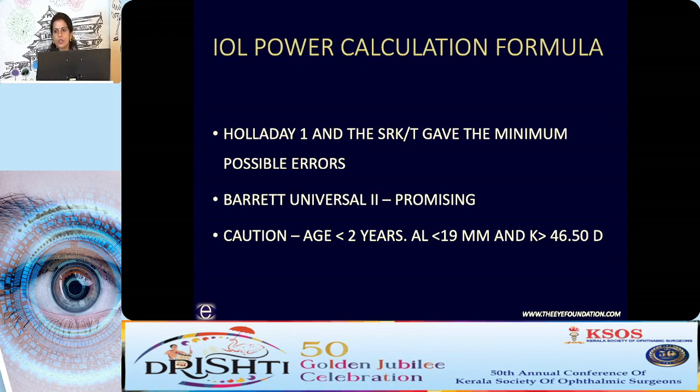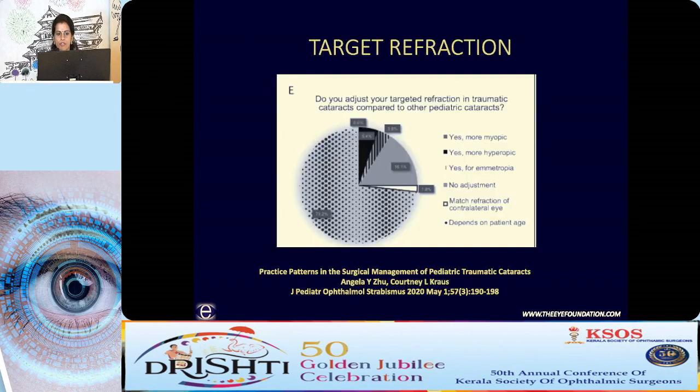In children less than 2 years, we need to think a lot before placing an intraocular lens, because we have to take a lot of things into consideration. And in less than 1 year, it would be judicious, if it is a traumatic cataract, to go in for a secondary intraocular lens if all situations are not favorable.